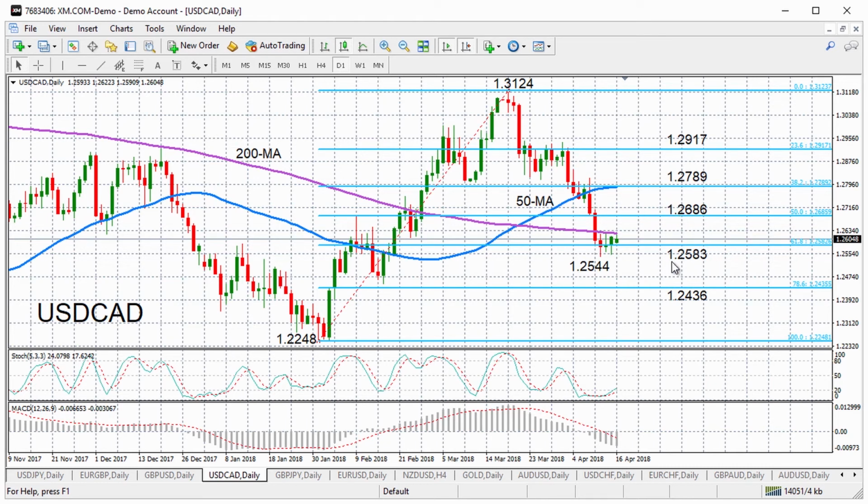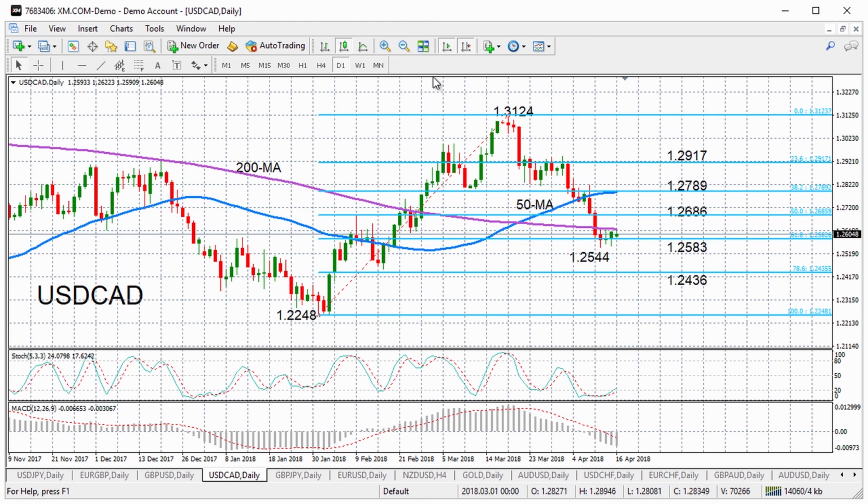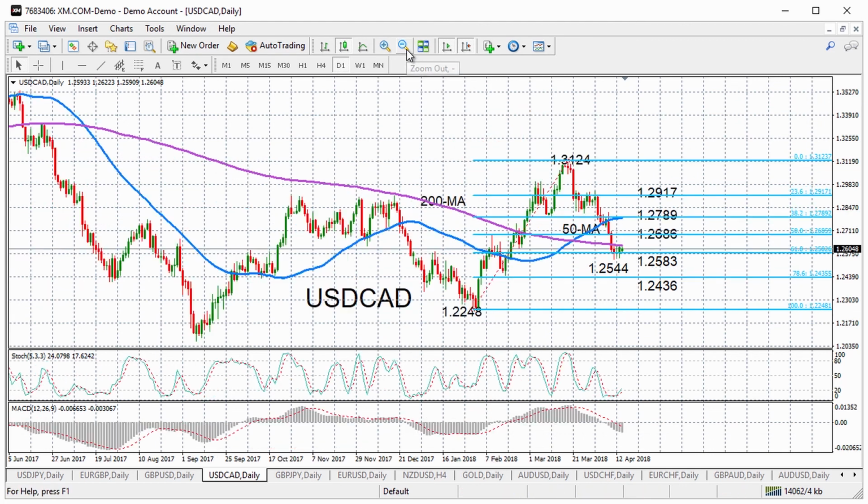If it breaches the 61.8% Fibonacci, we could then see the next support coming from the 78.6% Fibonacci at 1.2436, and then a drop below that level would take prices towards the 4-month low of 1.2248 from back in January, and then that could shift the current neutral medium-term outlook to a more bearish one. We can see prices have in fact been consolidating since September last year.